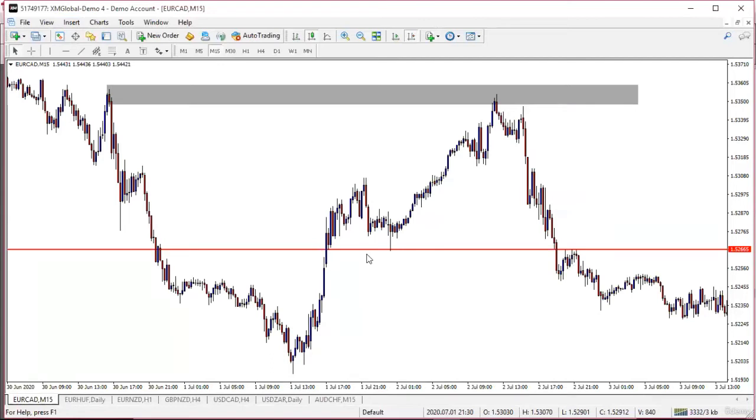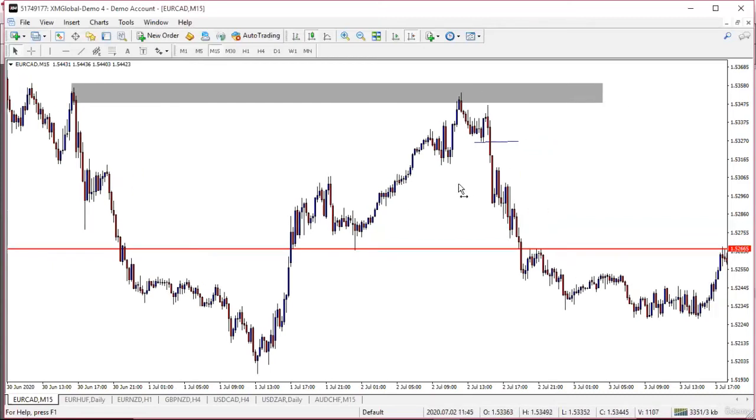The neckline was broken. This is our neckline. This is leg one, top one, neckline, top two. It didn't reach that high. It created descending highs. This is a good sign. It broke that neckline. Also, sometimes it does retest, sometimes it doesn't. And then it just dropped all the way down to that valley there at the bottom. So this was an example of a good double top.